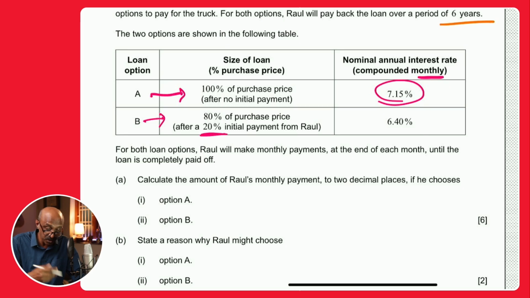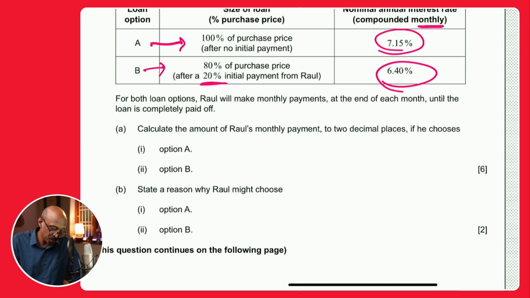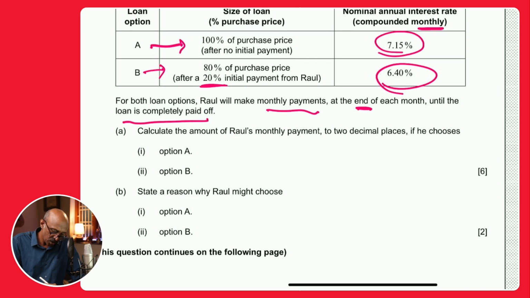That means he has to pay 20% of that amount initially as a deposit, and he's going to get a loan of 80% of the purchase price. For that, the interest rate compounded monthly is 6.4%. I think it's about comparing. For both loan options, Raul will make monthly payments at the end of each month until the loan is completely paid off. So we just need to calculate the monthly payment, the amount he has to pay every month, to 2 decimal places if he chooses option A and option B.